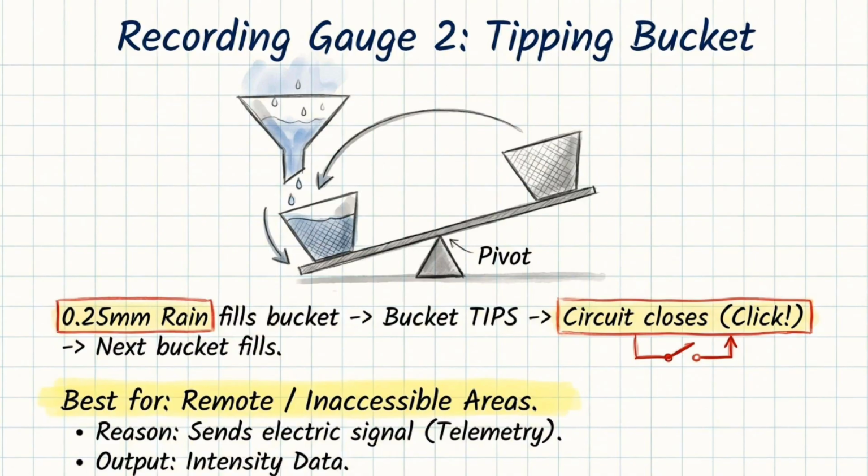So the process is very easy to remember. Rain enters, bucket fills, bucket tips, electric signal generated, next bucket starts filling, and this repeats continuously to measure rainfall automatically.